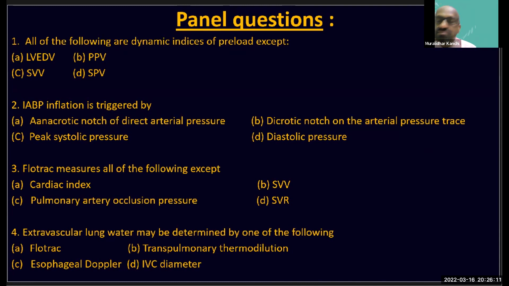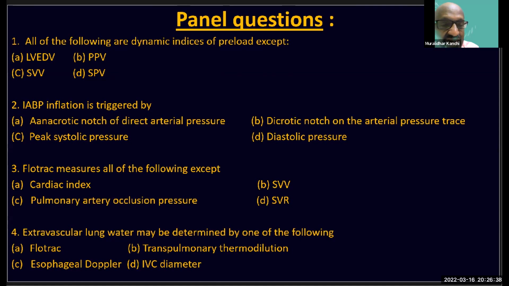It will be discussed at the end of my talk. Please wait, this is for the audience to note. The second question is: IABP inflation is triggered by the dicrotic notch, anacrotic notch, systolic pressure or diastolic pressure. The third one is: FloTrac measures all of the following except which one it does not measure. You have to choose from that.